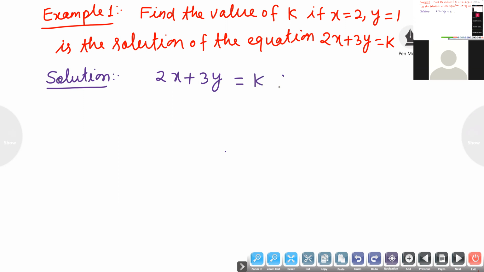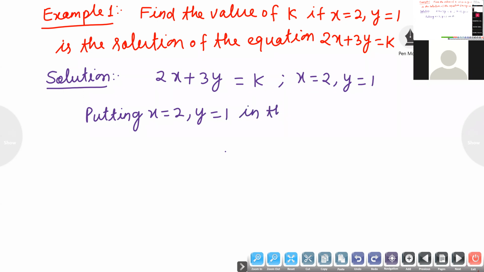The value of x is 2, the value of y is 1. This means in the place of x, I will substitute 2, and in the place of y, I will substitute 1. Then I can find the value of k. Putting x is equal to 2, y is equal to 1 in the given equation.